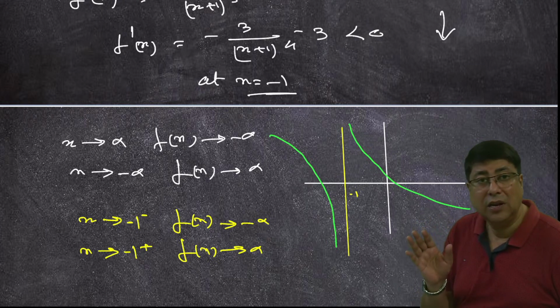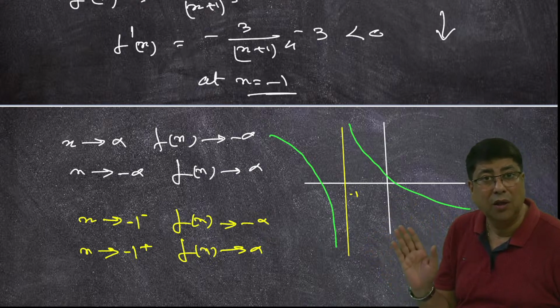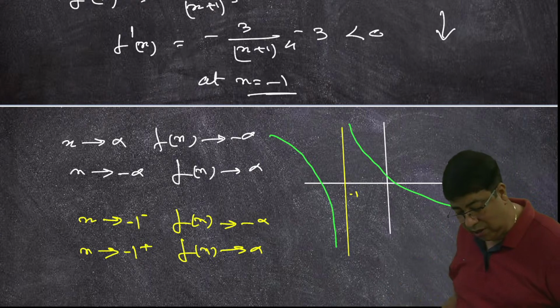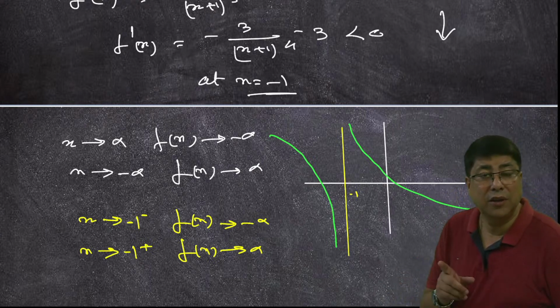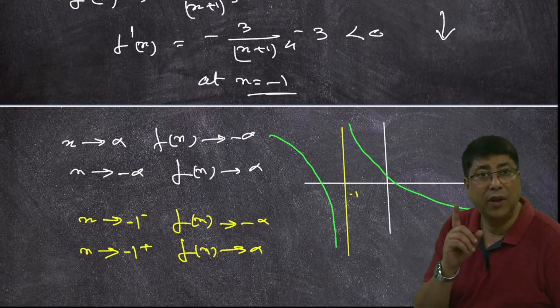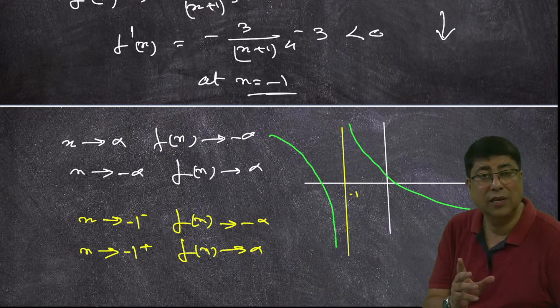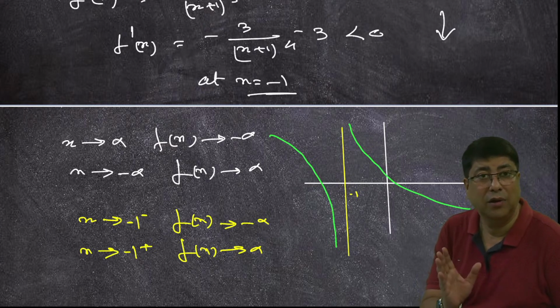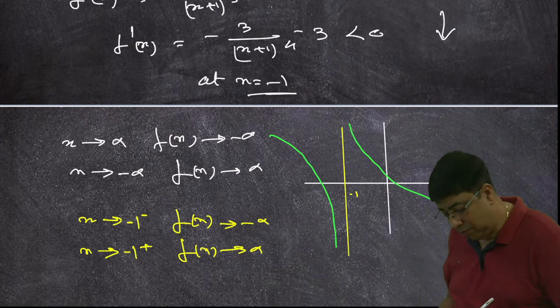Therefore, the function is decreasing on two sides. One is before minus 1, this vertical asymptote, and one is after minus 1. Okay, so it has two roots. Since it is strictly decreasing, it will cut the x-axis once on each side. So it cuts the x-axis at two points. So the answer is the number of solutions is 2.